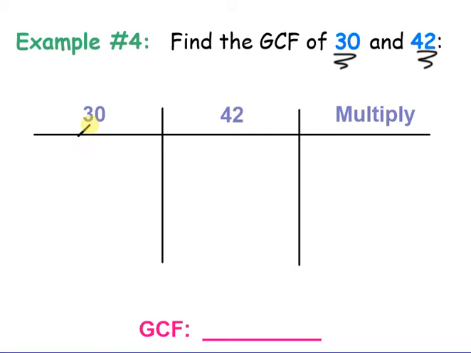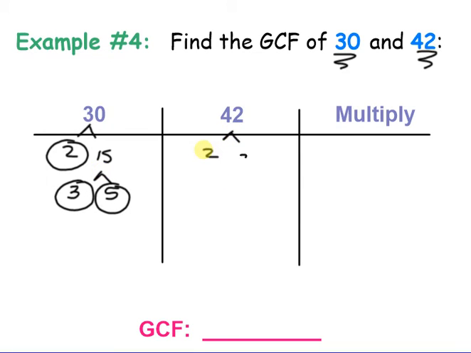So I'm going to make a factor tree here for 30. So I'm going to do 2 and 15. I'm going to do 3 and 5. And then I'm going to do 42 over here. So I'm going to do 2 and 21. And then I can break up 21 into 3 and 7.